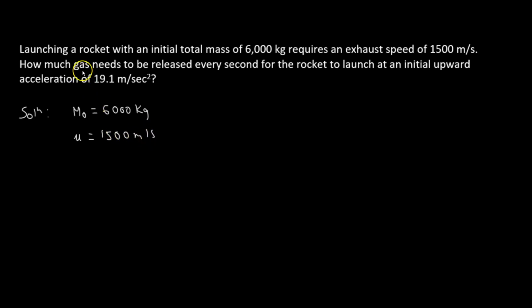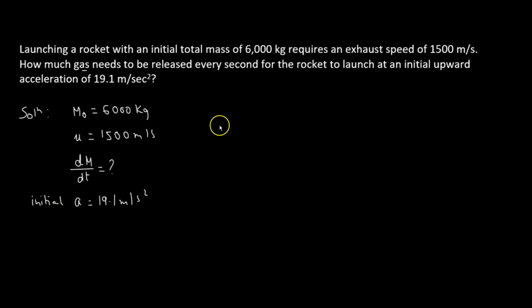The question is how much gas needs to be released every second. So what we have to find out is dm over dt. That's what we need to find, to launch at an initial upward acceleration, which is also given, and the acceleration is 19.1 meters per second squared. This is the initial acceleration.